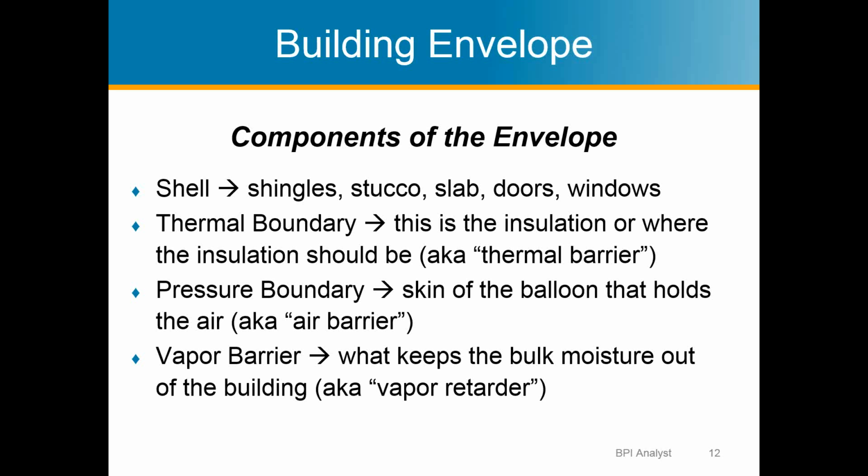Tyvek. Tyvek on the side of the house is breathable. It lets in air, but it stops the bulk moisture. And a breathable wall assembly is still good. We want it to breathe, but we don't want the bulk water to get into the envelope.